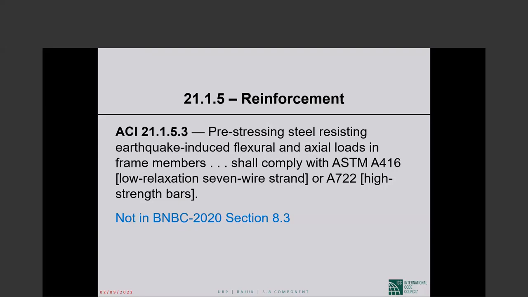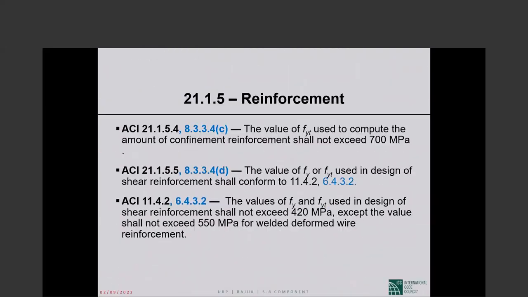So there is no standard cited for prestressing reinforcement in BNBC. Going beyond the standards, the value of f_yt, that is the yield strength of transverse reinforcement, used to compute the amount of confinement reinforcement shall not exceed 100 ksi, 700 MPa. This is the highest allowed anywhere by ACI 318-08.